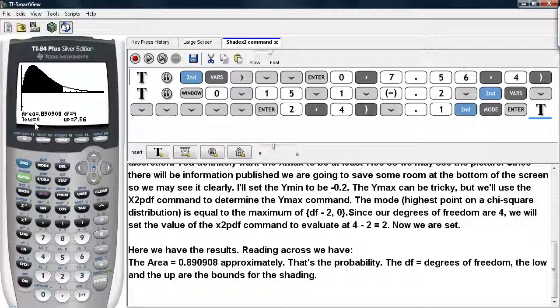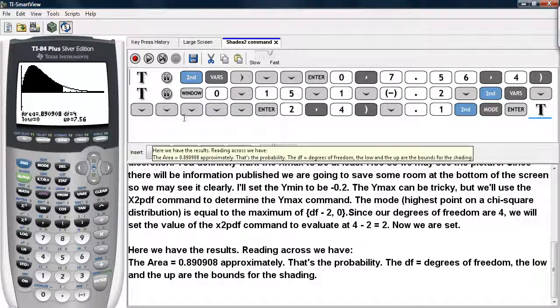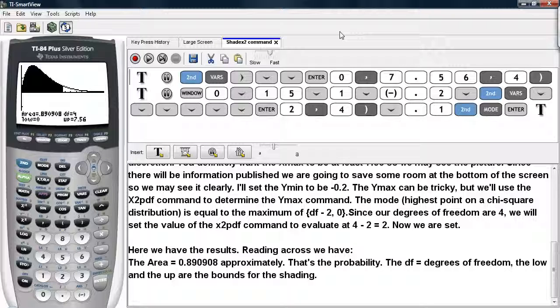Low represents where I start shading, in this case 0, and up represents where I stop shading, in this case 7.56. So this is how you can use the shade chi-square command on the TI-83/84 calculators.